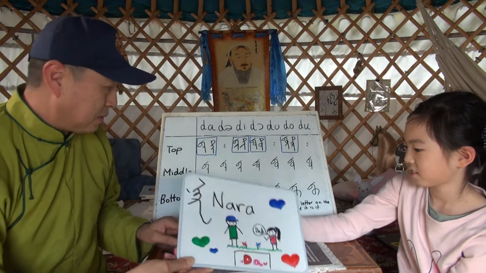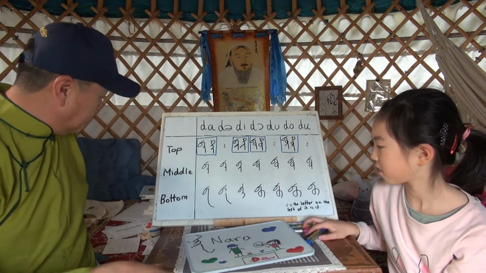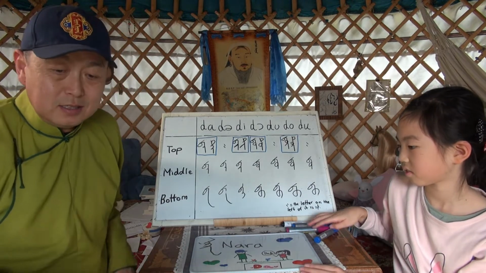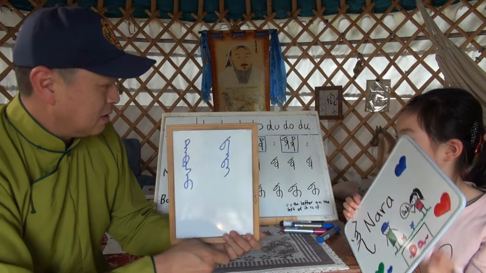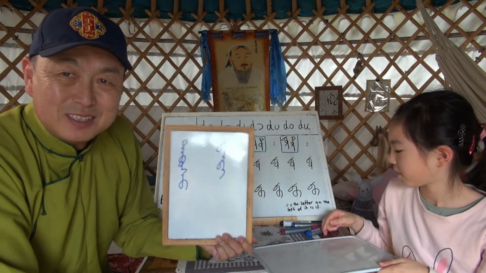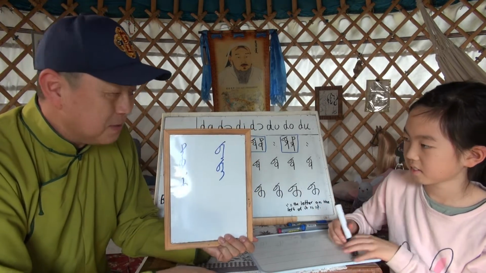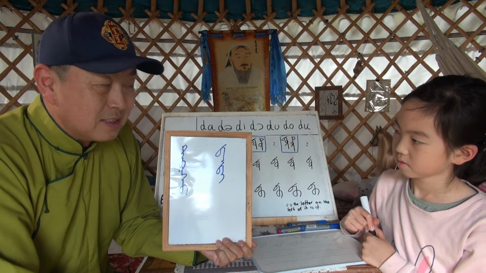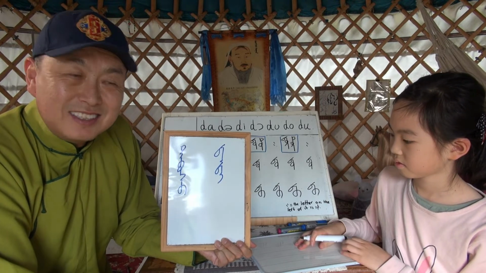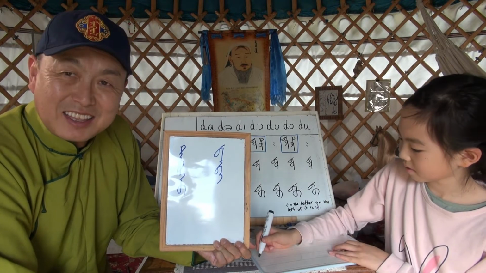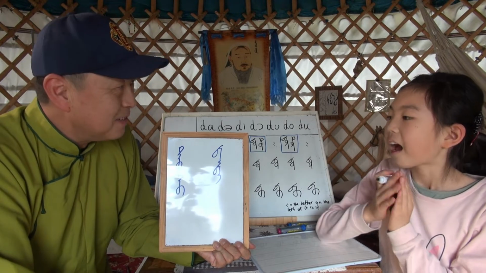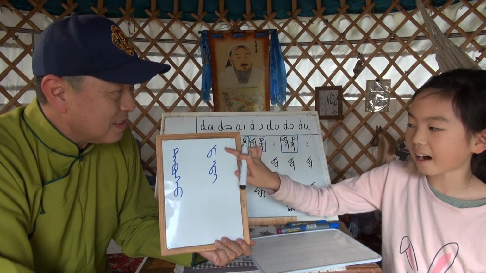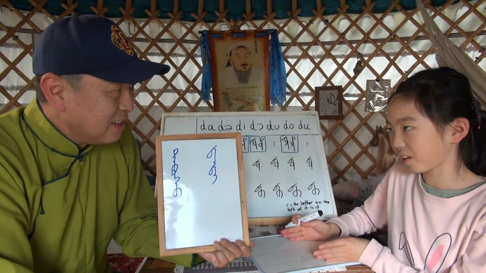Okay, so let's go to the vocabulary. Today we're going to learn two vocabulary words. One is a real Mongolian word called davos. Another one Nara made up, called dadi. We're going to use da and di. I have a question: how do you write dadi in the five-line system?